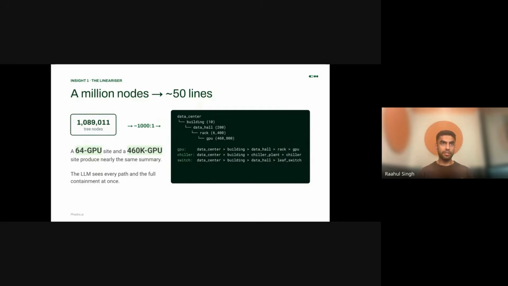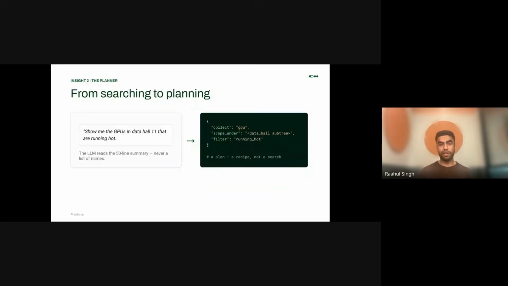This consolidated context gives your LLM all it needs to know to figure out how a plant is arranged and how different equipment are distributed in that plant. The second insight that we had was LLMs are good for planning but not good for searching. This is what we realized when we saw very poor recall with our sharded solutions. So instead of making the LLM sift through all the different fuzzy names that we can get from our users, we asked the LLM to give us exactly how to look for them.